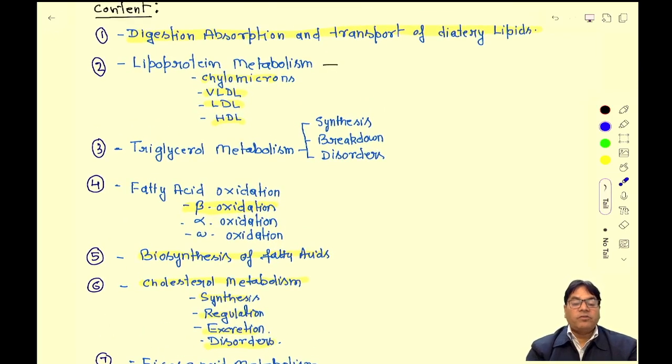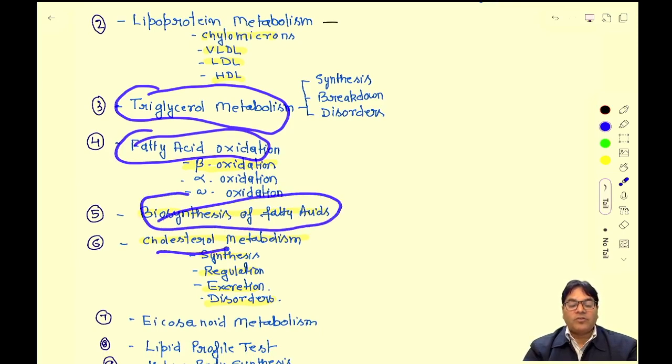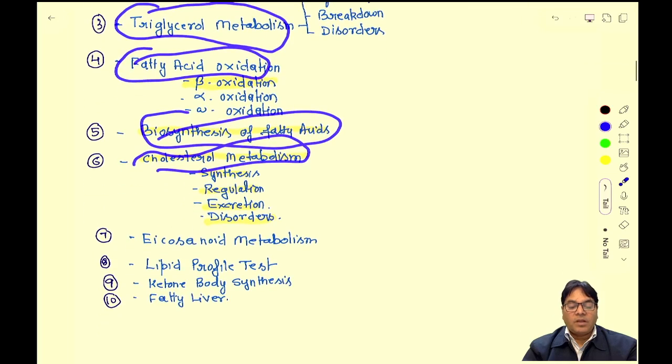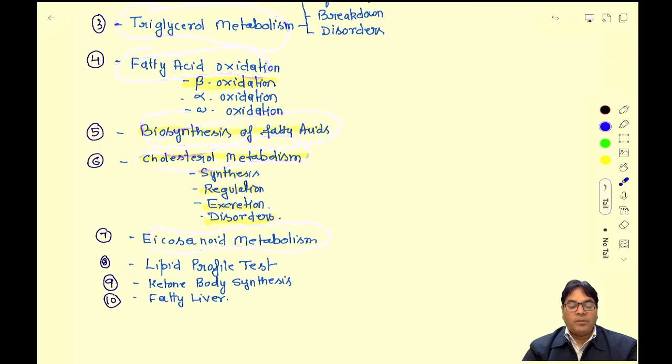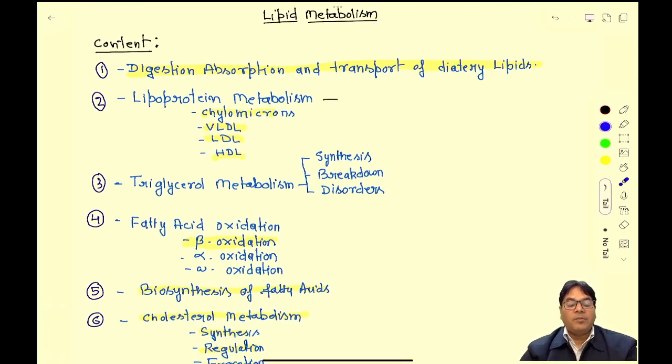So the first one is the digestion, absorption, and transportation of dietary lipids. The second is lipoprotein metabolism, and so on. Like we have got triglyceride metabolism, then fatty acid oxidation, biosynthesis of fatty acids, cholesterol metabolism, eicosanoid metabolism, lipid profile test, ketone body synthesis, and then we have fatty liver. So they are the subtopics of this large content, that is the lipid metabolism.